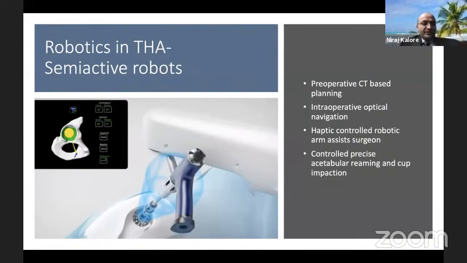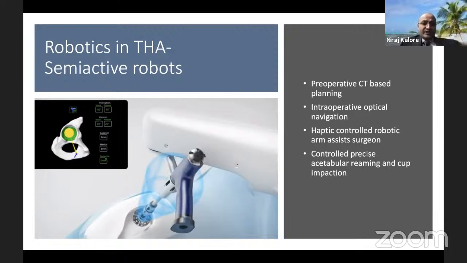So the current leader in technology are these semi-active robots, where the robot actually positions the guide or the reamer for you and you do the surgery. So in a way, the liability is with the surgeon. It does require a preoperative CT-based planning. It's a very comprehensive, detailed planning. There is use of navigation. So this is a combination of preoperative CT, intraoperative navigation, as well as the robotic arm.